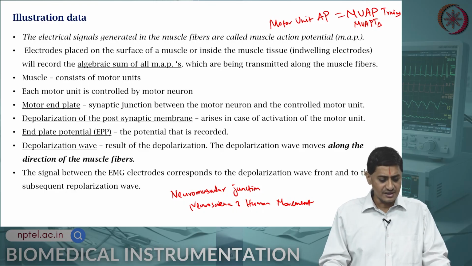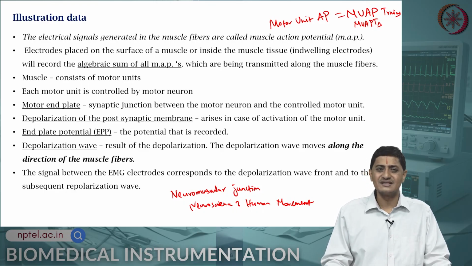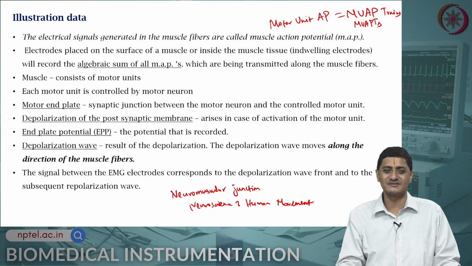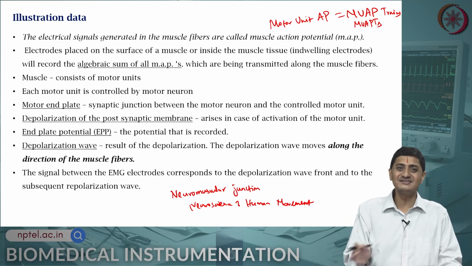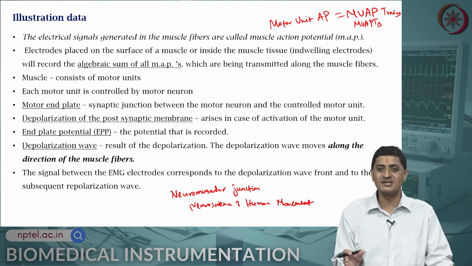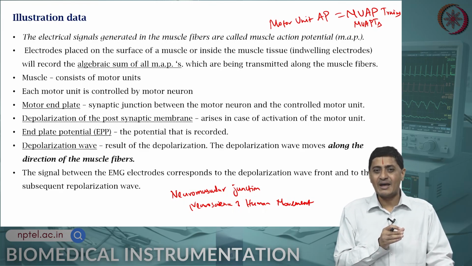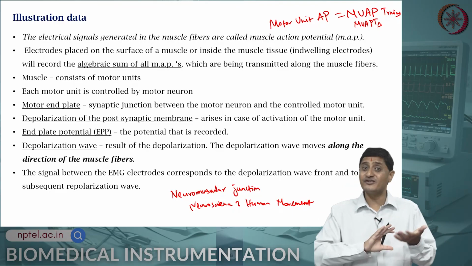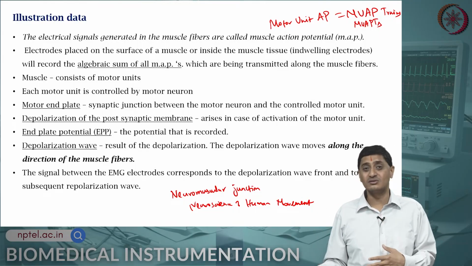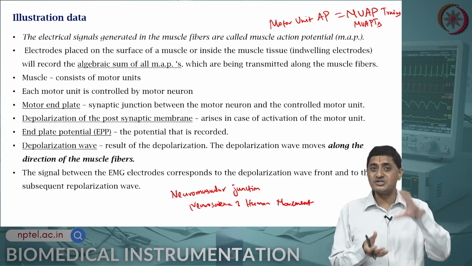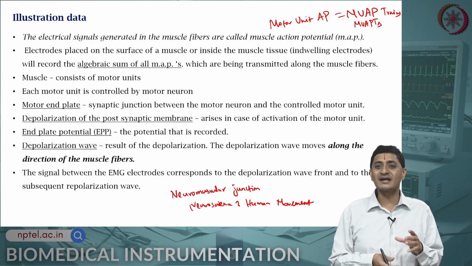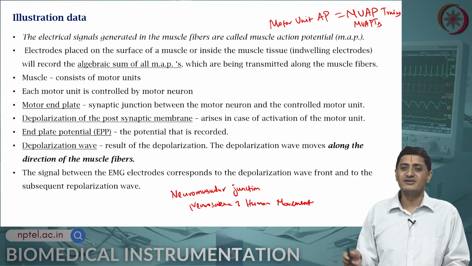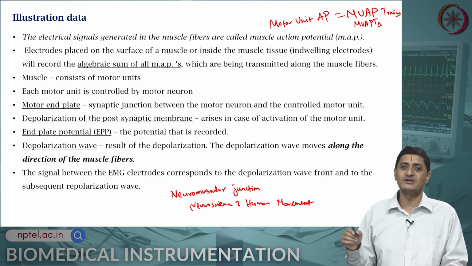End plate potential is the potential that is recorded, but there might be several such motor units and several such end plates. So, what you are measuring is the depolarization wave, the result of depolarization happening in several motor units approximately. By the way, they might have different timelines, they might be at different phases of their own conduction. So, what you are measuring is essentially the ensemble activity of multiple motor units. This depolarization wave essentially moves along the direction of the muscle fibers.